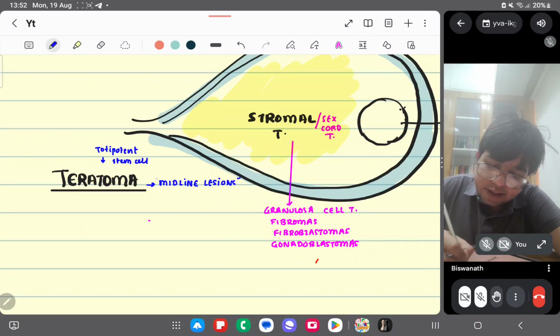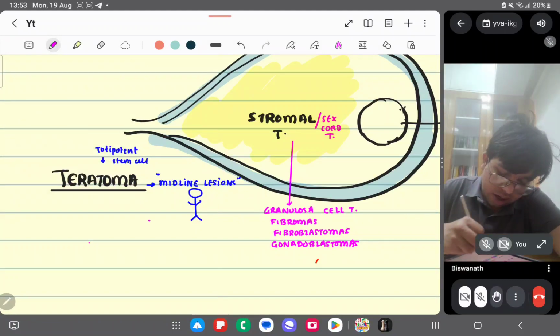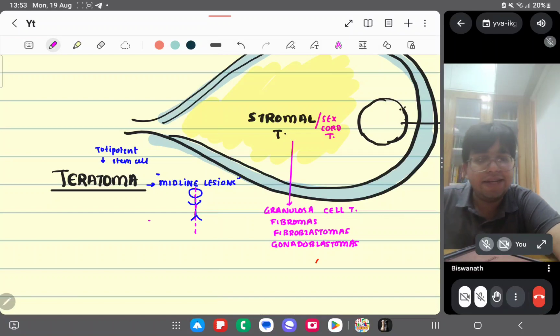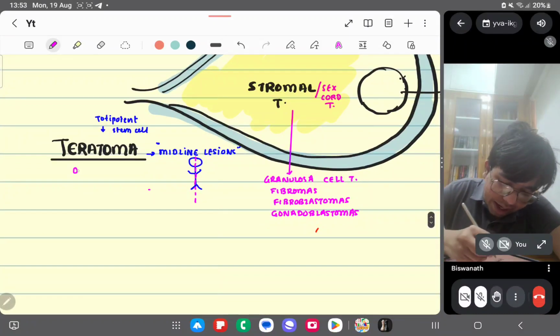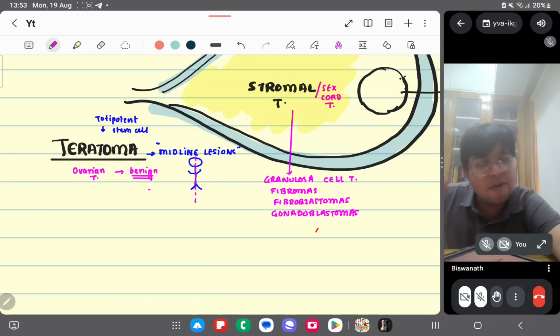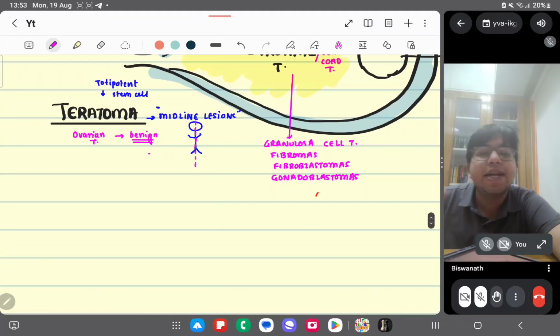Why is it a midline lesion? Because they affect the midline of the body. If this is a human, they affect all these parts. So they are called midline lesions, right? And now let's come to ovarian teratomas. Ovarian teratomas are basically benign lesions, not malignant in nature. And these may be classified into three types: mature cystic teratoma, immature teratoma, monodermal teratoma.